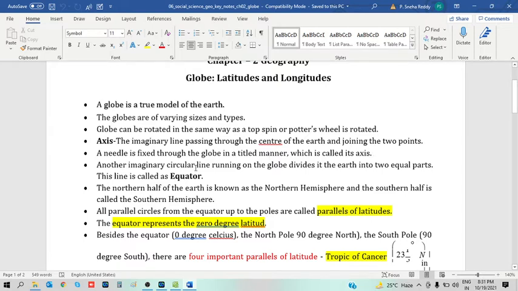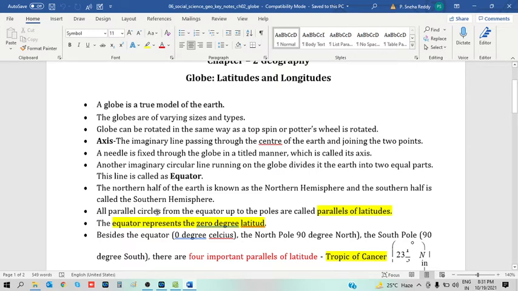Another imaginary circular line running on the globe divides the earth into two equal parts; that's the equator. The equator is the 0 degree latitude, where the earth is divided into two parts. The northern half of the earth is known as the northern hemisphere. The remaining southern half of the earth is the southern hemisphere.